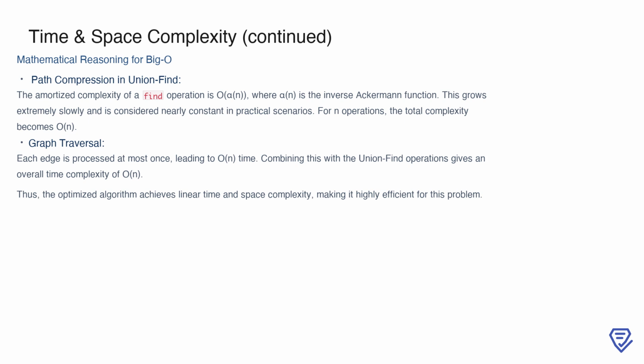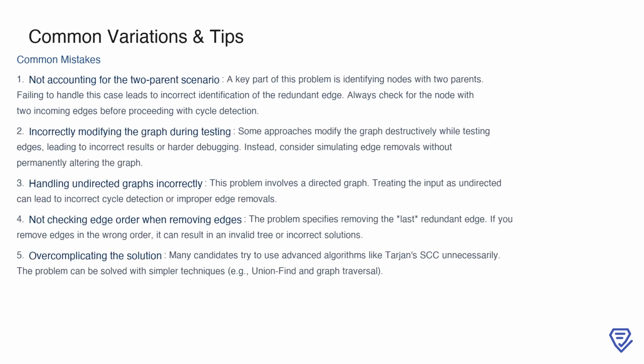The space complexity also remains linear at O(n), making the solution both time and space efficient for handling graphs of this nature. When tackling this problem, there are several common mistakes to watch out for. First, it's essential to account for the two-parent scenario. A node with two incoming edges is a key indicator that you need to address before detecting cycles. Ignoring this step can lead to misidentifying the redundant edge.